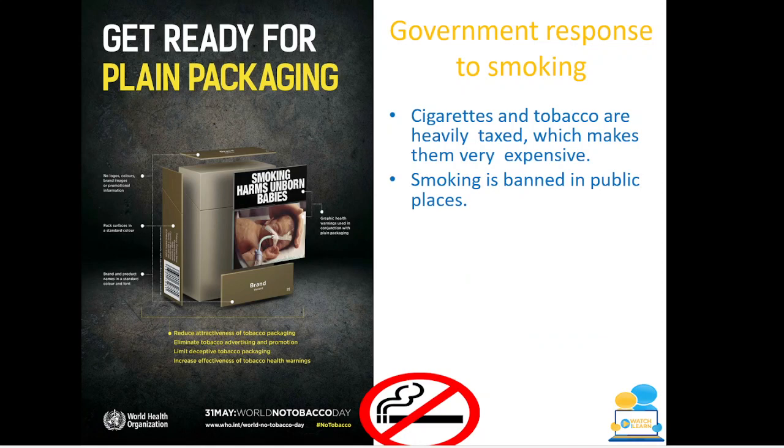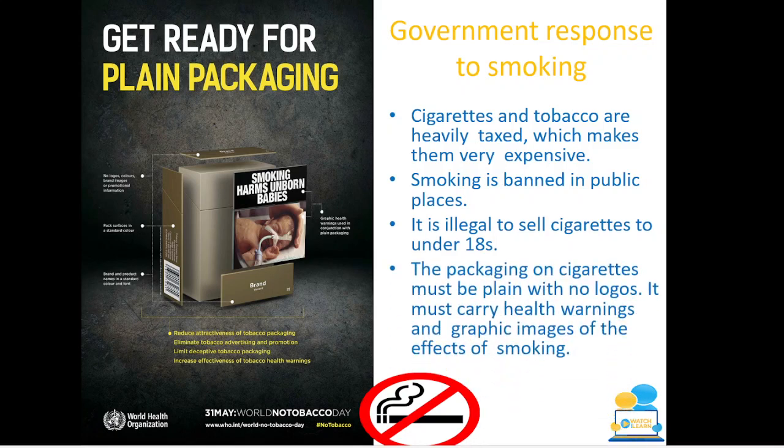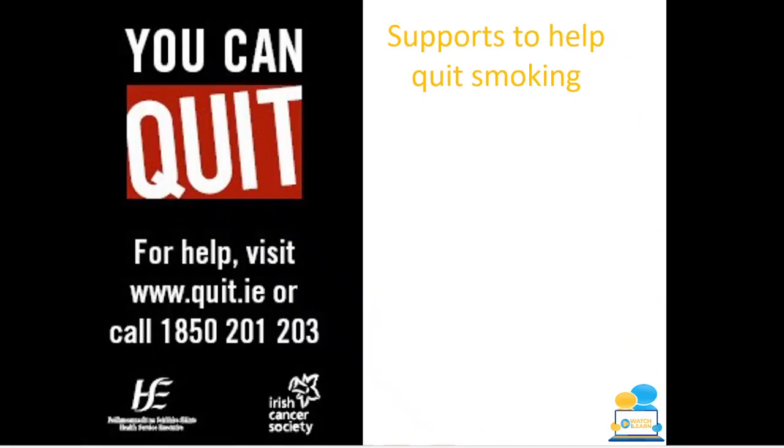It is banned in public places, so you can't smoke in the likes of hotels, restaurants, schools, in hospitals. It's illegal to sell cigarettes to under 18s, and the packaging on cigarettes must be plain with no logos. So it must carry health warnings like all of these, and graphical images. Now this symbol here means that you're not allowed to smoke in that area, so it's prohibited.